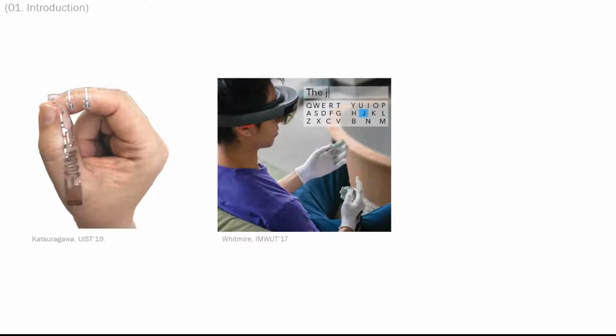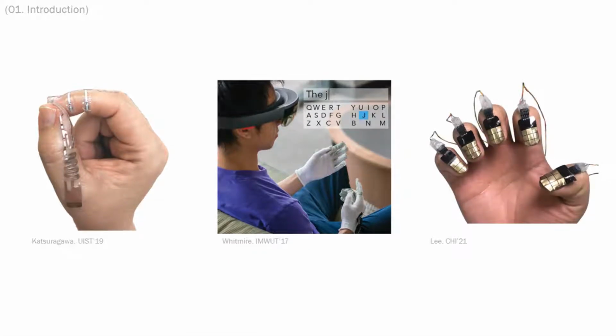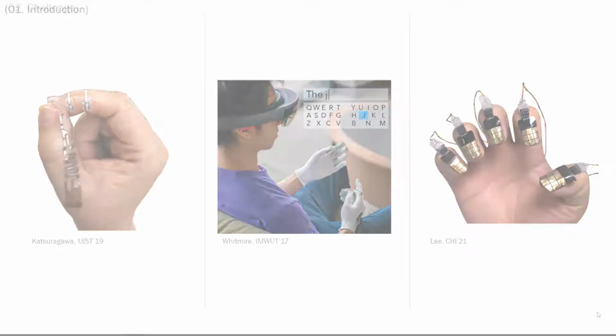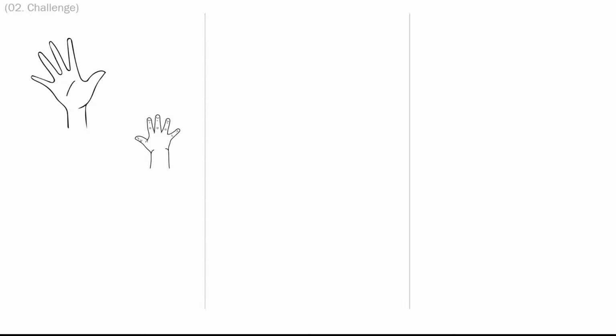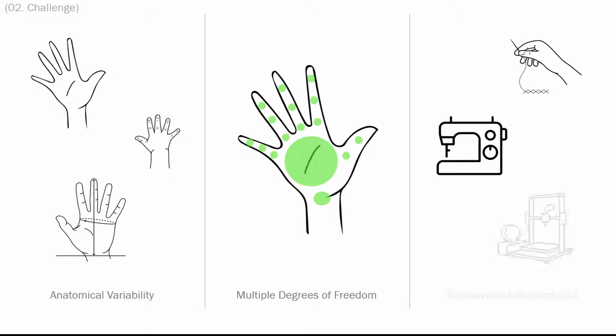Hands have evolved into a universal and versatile tool to manipulate and sense objects. Within the HCI community, hands have been extensively used as means of user interaction. However, hand wearables are challenging to design and fabricate because of the anatomical variability, multiple degrees of freedom, and the absence of standard manufacturing techniques.